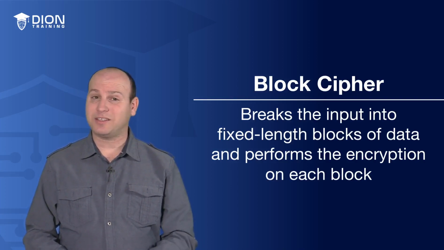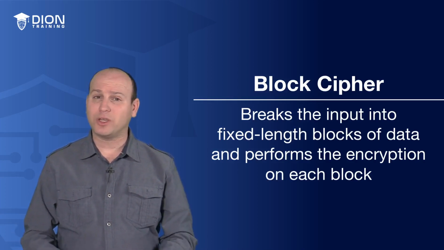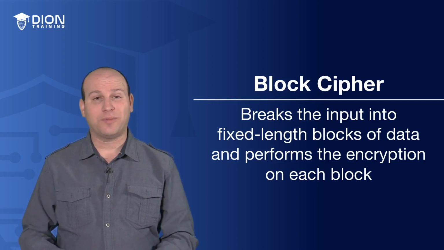If your message was less than 64 bits in size, extra padding would be added to that data prior to it going through the encryption, and this would give us the expected result from the cipher.